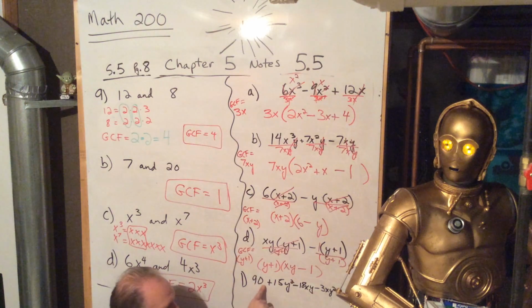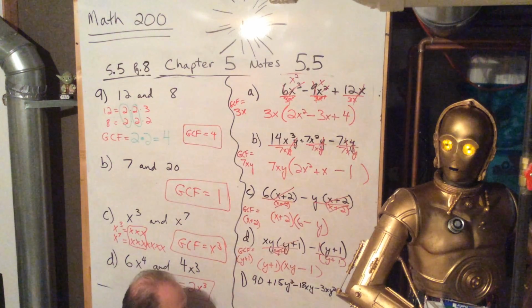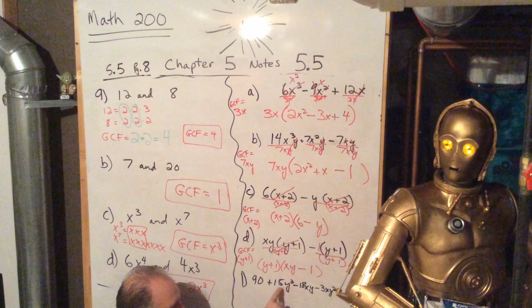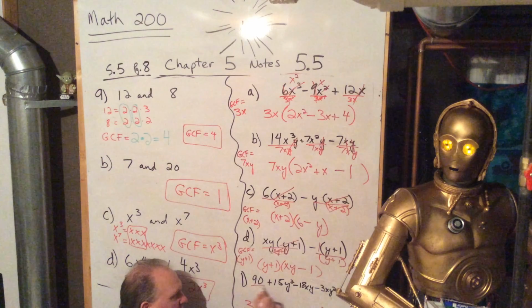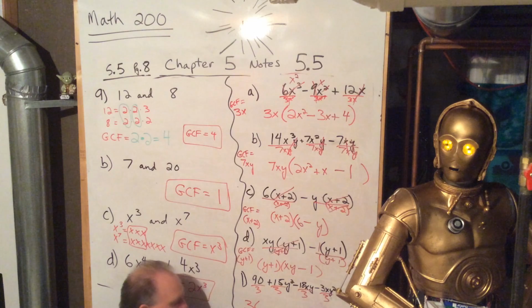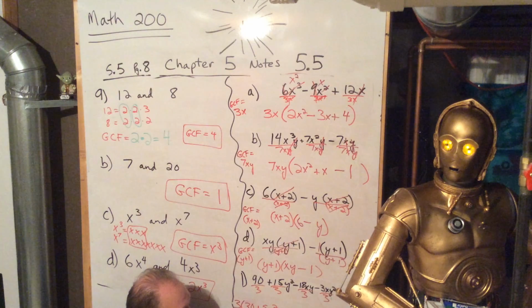This one, we look at it, that doesn't have any variables, so don't even worry about the variables. 3, 18, 15, and 90, I think 3 is the GCF. And now we just divide each one of those by 3. So we end up with, let me scooch it over here a little, 30 plus 5y squared minus 6xy minus 1 xy squared. We'll just say xy squared. End parenthesis.